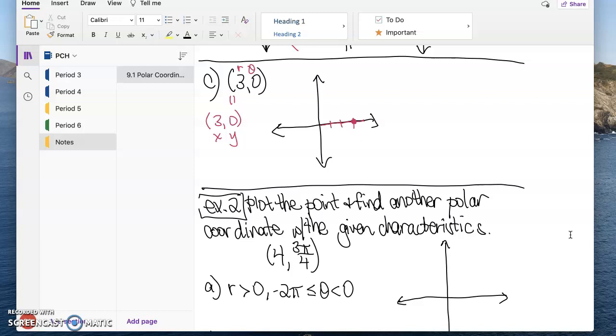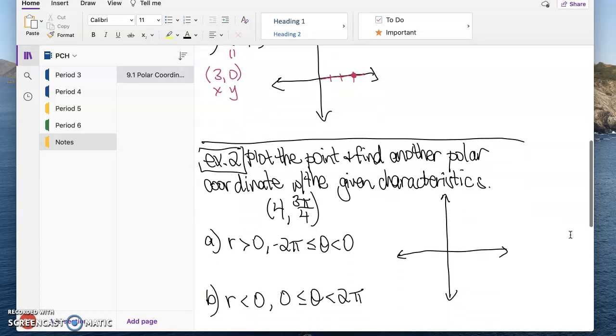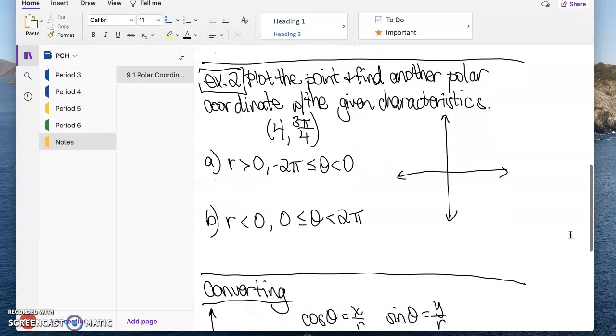All right, so let's look at example 2. Plot the point and find another polar coordinate with a given characteristic. So let's first start by plotting the point. So I want you to plot 4 comma 3 pi over 4. Remember what we just did in example 1. We're going to start with theta, we're going to rotate, and then we're going to count out 4 circles on that line.